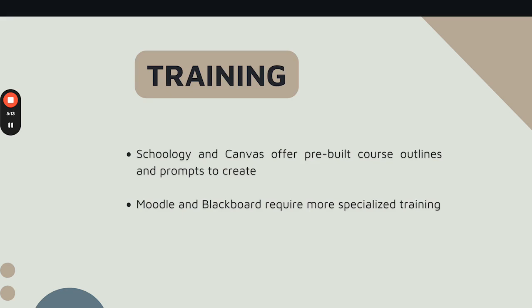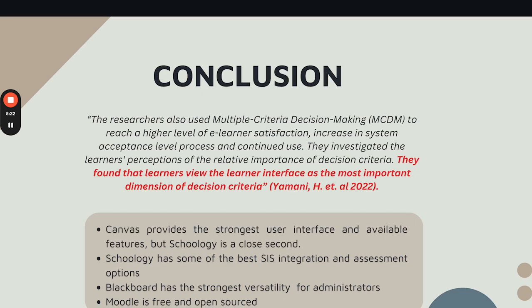In terms of training, Schoology and Canvas have pre-built course outlines and prompts to help you create, whereas Moodle and Blackboard require a little bit more training than you would typically have.